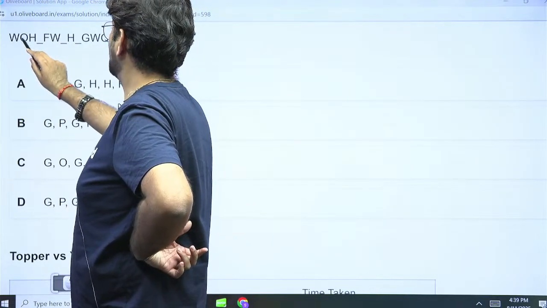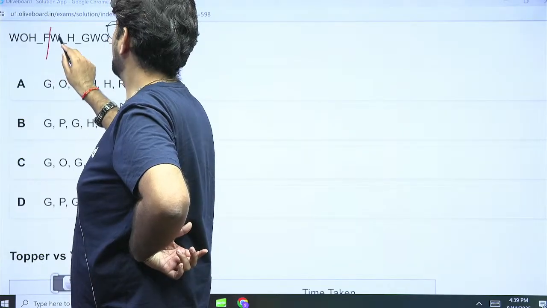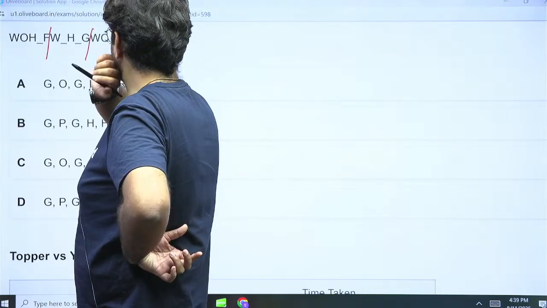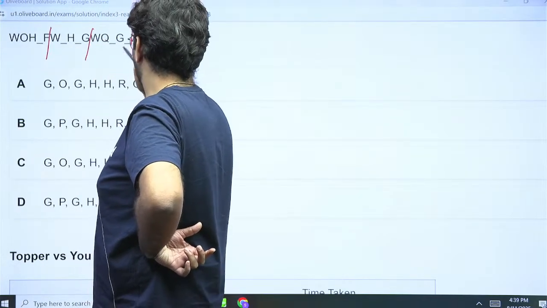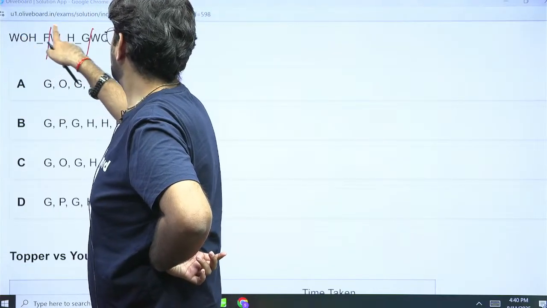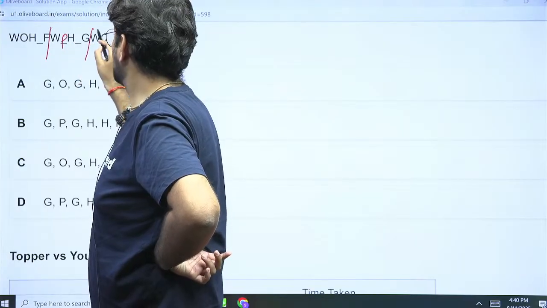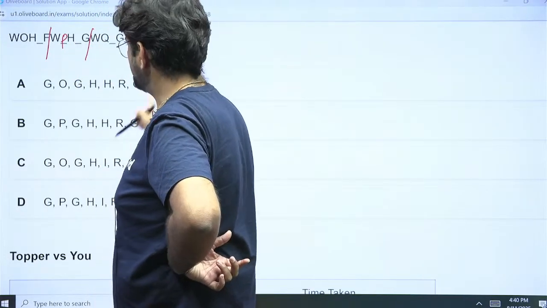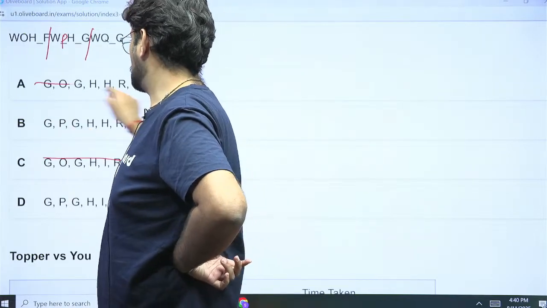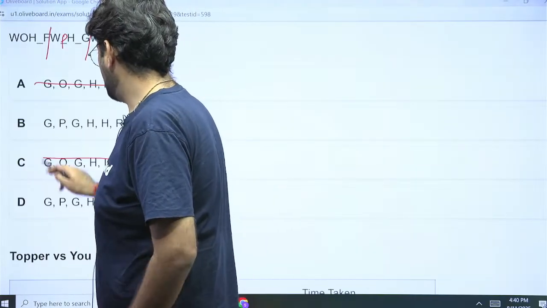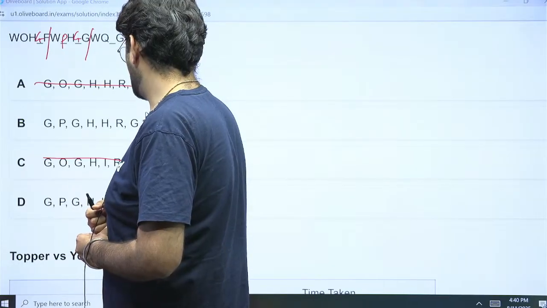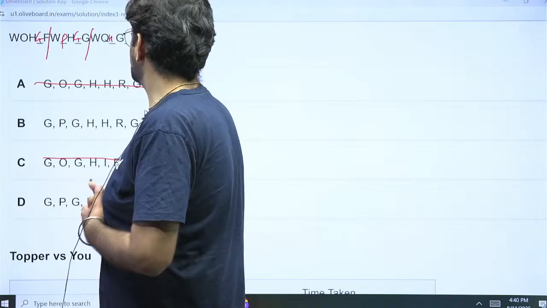WW, we have an O here. WOH dash F, WHG, WQ dash G. Okay, so there are letters which are moving and letters which are repeating. So O, 15, 16, 17. So we'll have a P here and 18 R here. Just check with this first. Second letter should be P and the second last should be R. Okay, so this is definitely not the case. And in that case, we have the first and the third letters to be G only. Then we have H only. This is where it's going to change.